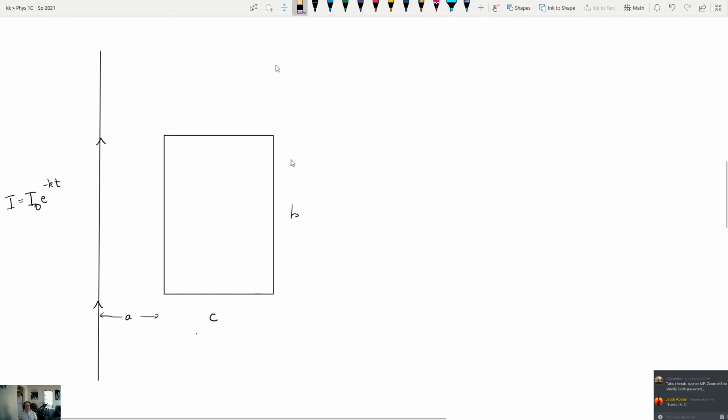Can we use L and W? Maybe we just use L and W. Is that going to cause a problem? I don't think so. That way it's length and width. So this would be the width, and this would be the length. Okay, so those are the dimensions of our loop. It's going to be a conducting loop, and what we want to do now is basically just find the EMF induced in the loop.